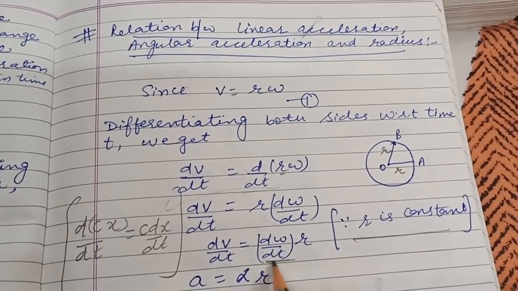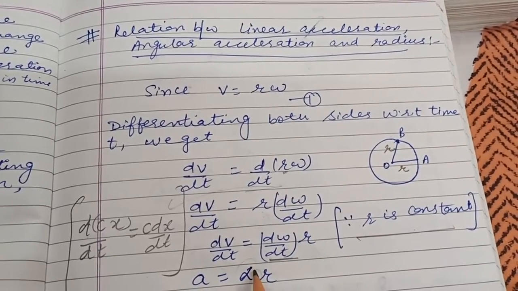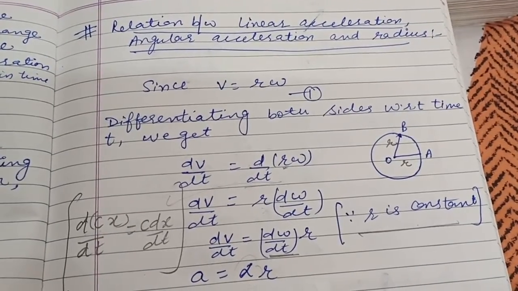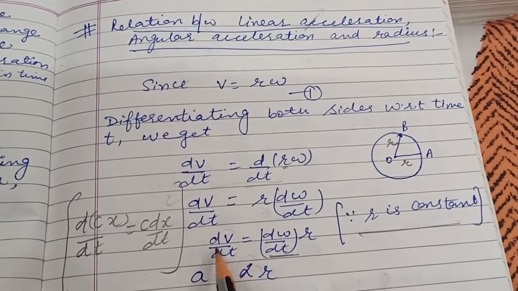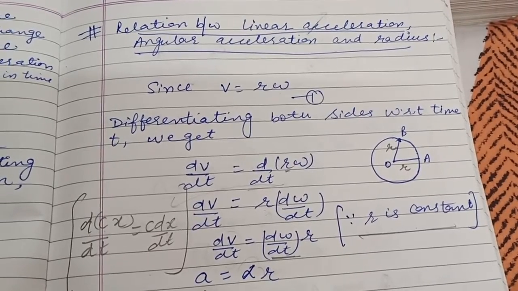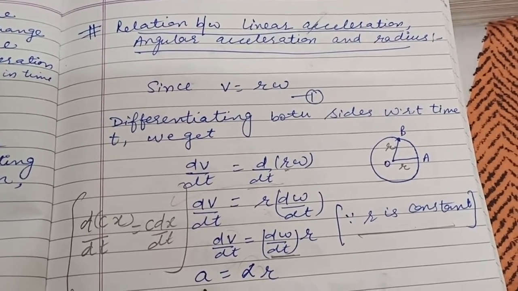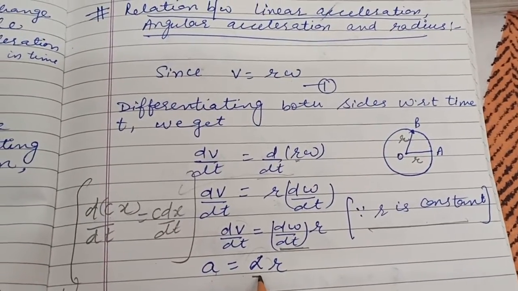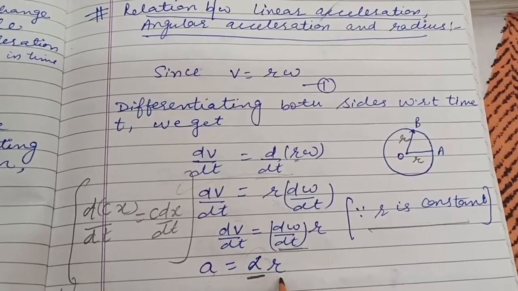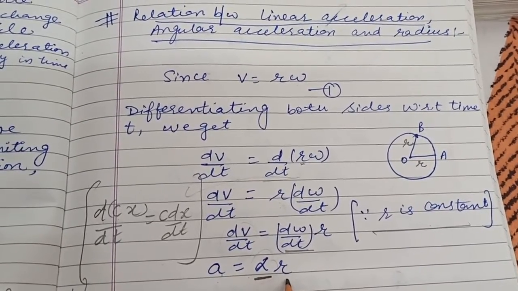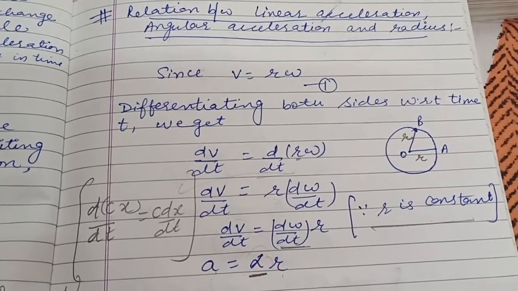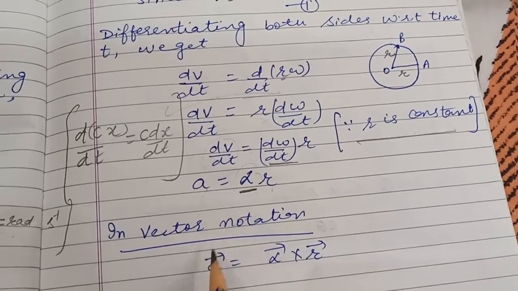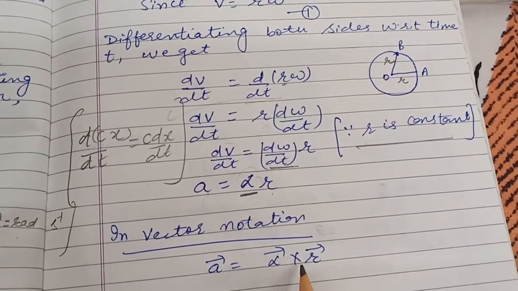So here d omega upon dt is alpha, which represents the instantaneous angular acceleration. So dv upon dt, represented by symbol a, which represents the linear acceleration, is equal to alpha into r. Here alpha is the instantaneous angular acceleration, and r represents the radius of the circular path. Clear? So in vector notation it can also be written as a vector is equal to alpha vector cross r vector.